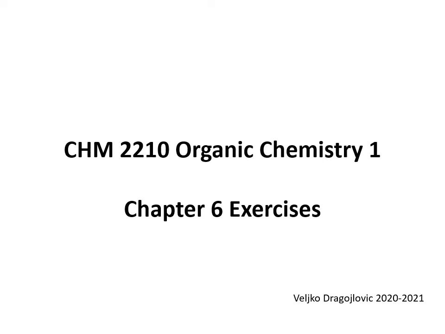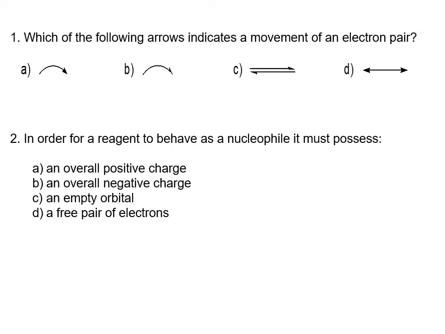In this video, we are going to cover 8 exercises related to chapter 6. First question, which of the following arrows indicates a movement of an electron pair? Arrow A is a curved arrow, a full curved arrow. That means that it indicates movement of an electron pair. So that's the correct answer for this question.